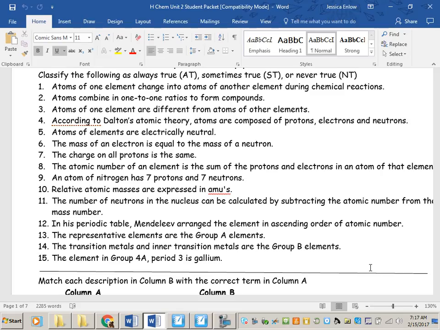Number 3, atoms of one element are different from atoms of other elements. Always true. What's the big difference between them? Protons. Very good. 4, according to Dalton's atomic theory, atoms are composed of protons, electrons, and neutrons.